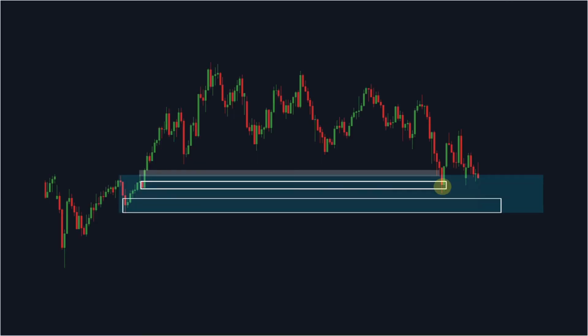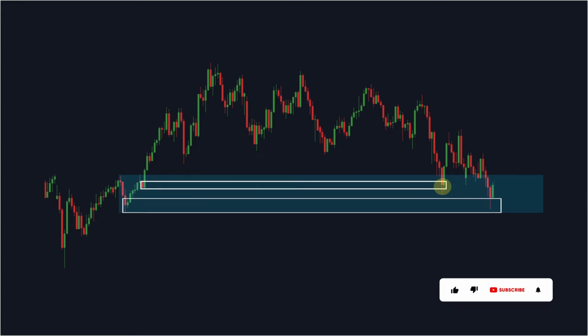As you can see, we have mitigated this order block and we've rejected it twice. It may hold from this level, it may not, so it may come down to this order block below. As you can see, price has come down and rejected the extreme order block, the origin of the move.